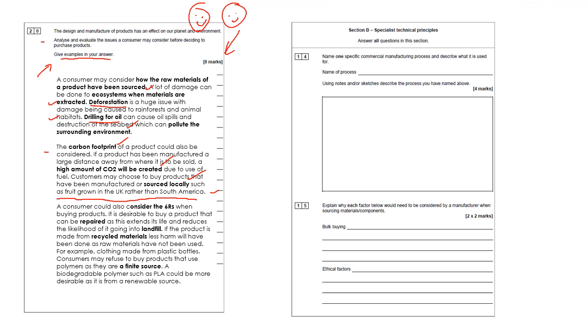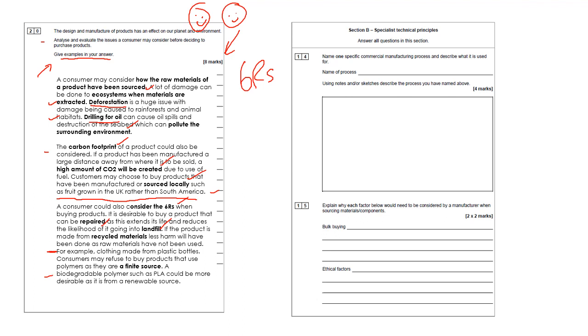A consumer could also consider the 6 R's when buying products. So whenever you see anything about sustainability, do always think about the 6 R's. It is desirable to buy a product that can be repaired, as this extends its life and reduces the likelihood of it going into landfill. If the product is made from recycled materials, less harm will have been done as raw materials have not been used. For example, clothing made from plastic bottles. Consumers may refuse to buy products that use polymers as they are a finite source.